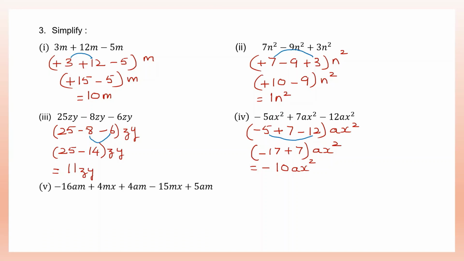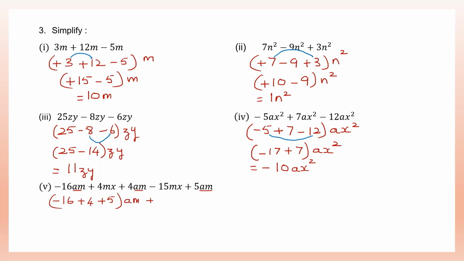The last one, let's look at the terms. Now I have am here, but then I have mx next. So let's look for am. So we have 3 of those. So let's put those 3 together. Minus 16 plus 4 plus 5 am.